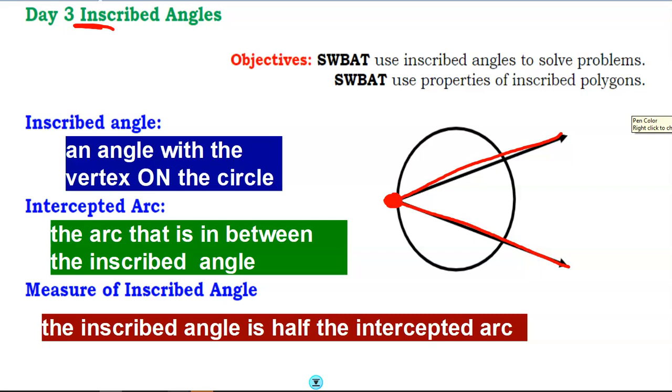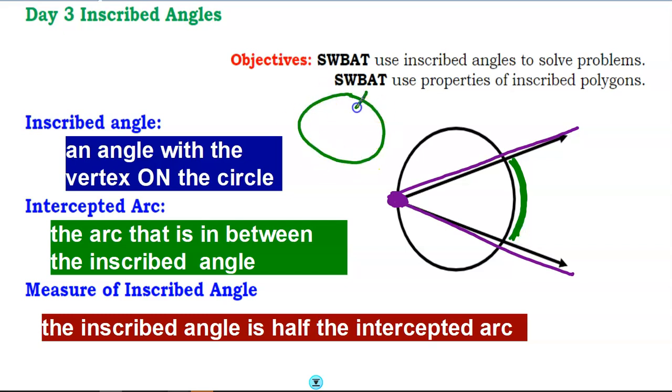The intercepted, so let me color code this. Purple is the inscribed angle. Vertex is on the circle. The arc intercepted, so think of interception, is the part inside the angle that's part of the arc. Arc, again, is just a portion of the circle. Okay, so it's like if you take a piece of the pie. So that's the arc. And then the measure of the inscribed angle, it's the angle.